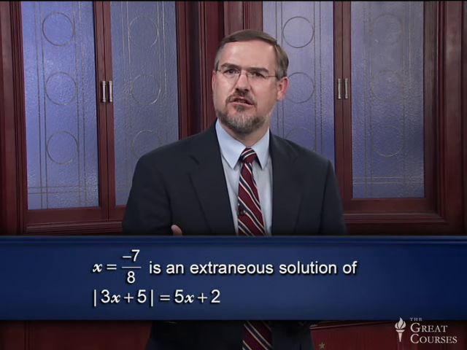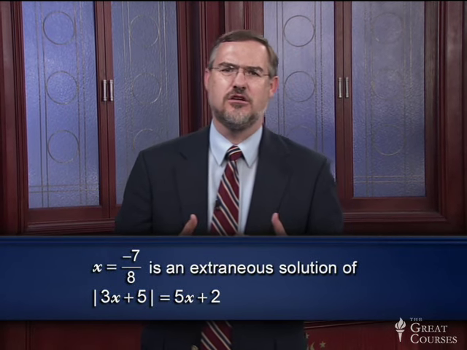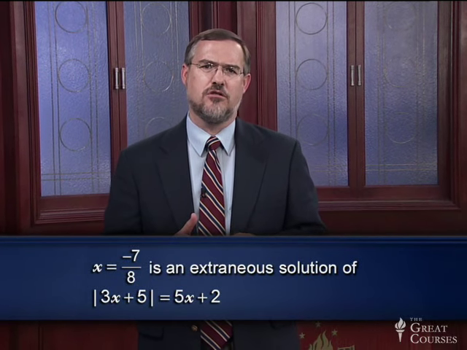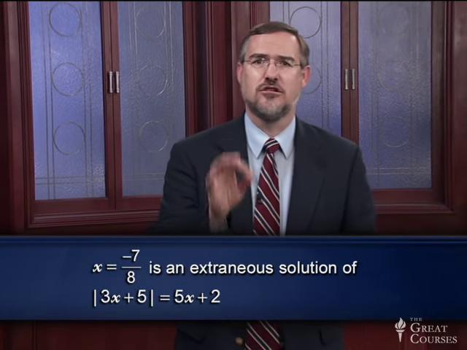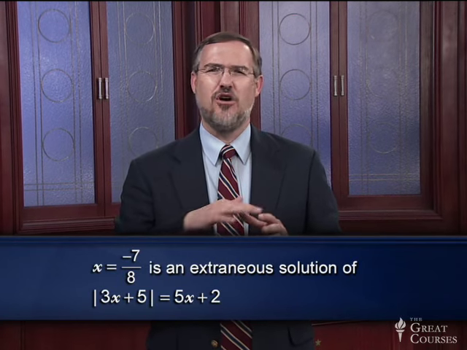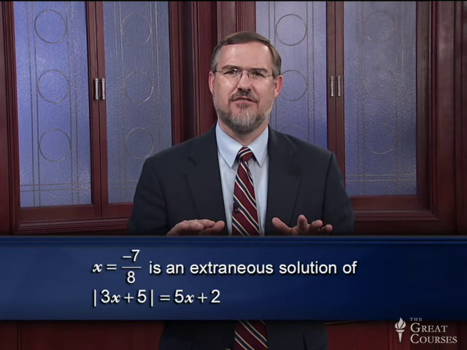An extraneous solution is a solution of an equation which came from an original equation, but is not the solution of the original. So we don't want to keep this x equals negative 7/8. It's not a real solution of the original equation. And that means that there's really only one solution to keep, and that's x equals 3 halves.